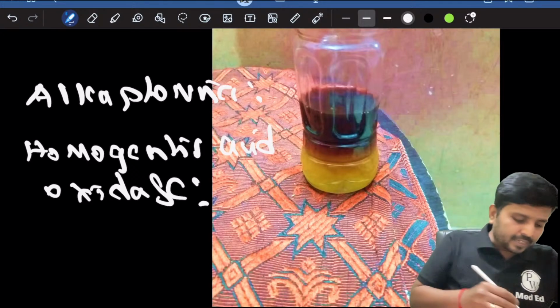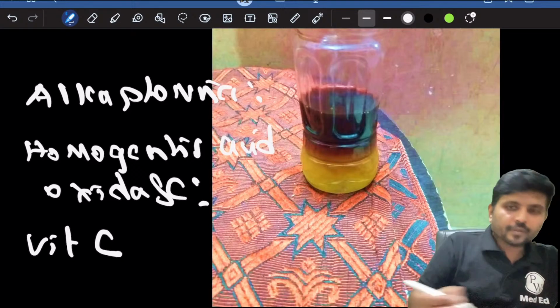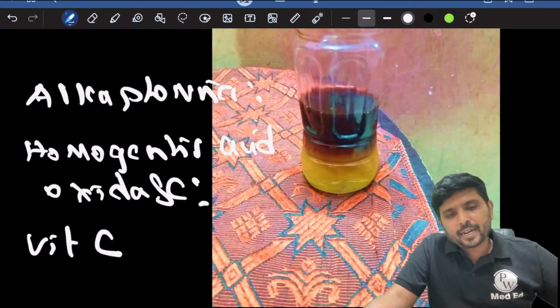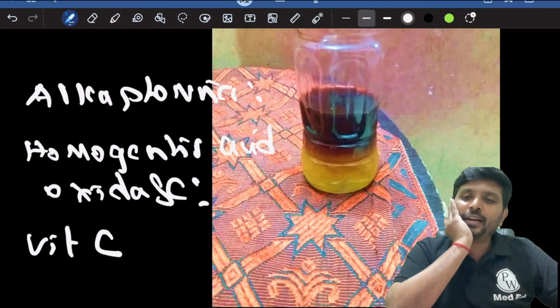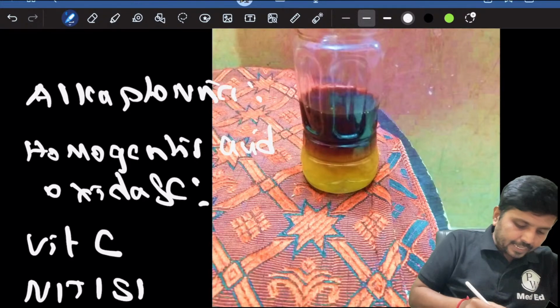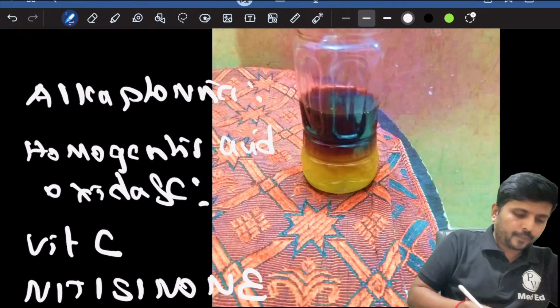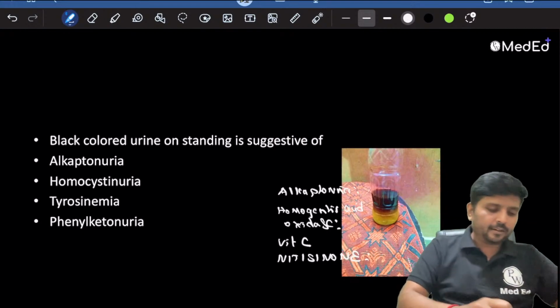Alkaptonuria. What is the treatment? Vitamin C. What is the other treatment for alkaptonuria apart from vitamin C? Nitisinone. Black colored urine on standing is alkaptonuria.